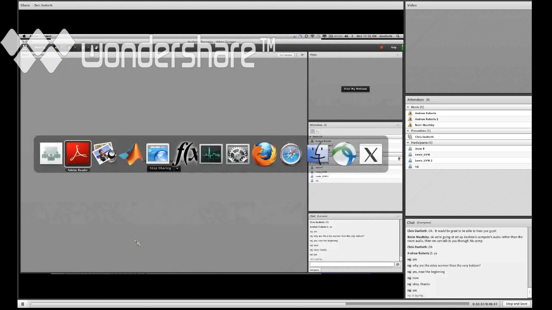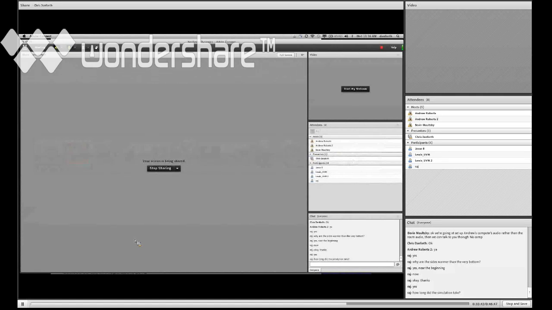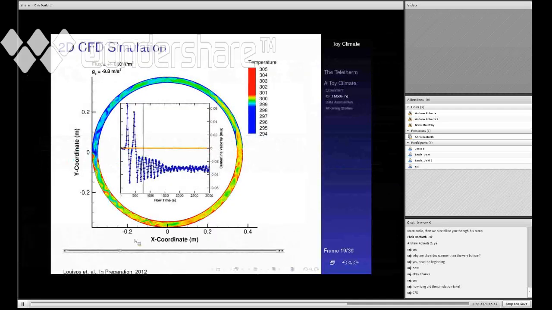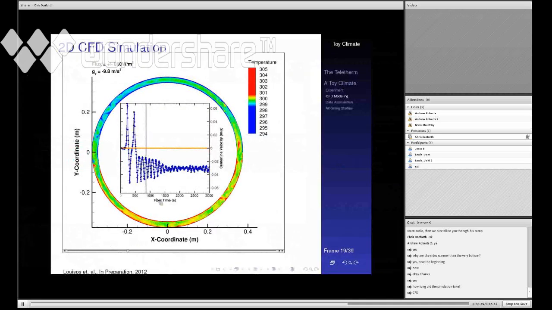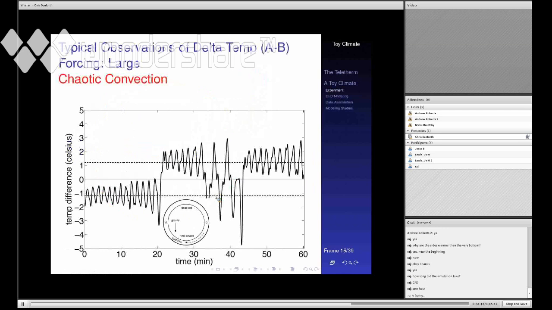Okay, Raj is typing. How long did the simulation take is Raj's question, the CFD simulation. So let's look down here on the axis and see what our flow time is for one of these. Our flow time is 3,000 seconds. So what is that, how many seconds? An hour? Is that an hour? So we're simulating, which is not far off from this data, an hour long.